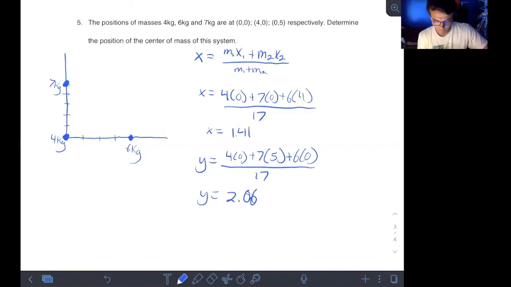So where is our center of mass? Well, it's at 1.4. And then we trace that up to 2.06. So it's around here. Yeah, it's around there. Cool. Kind of symmetrical in all these. Ideally, it would probably be more towards the 7 kilogram mass, right? Because the more mass you have, the more it's going to be tipped that way, the center of mass, if you can imagine that.